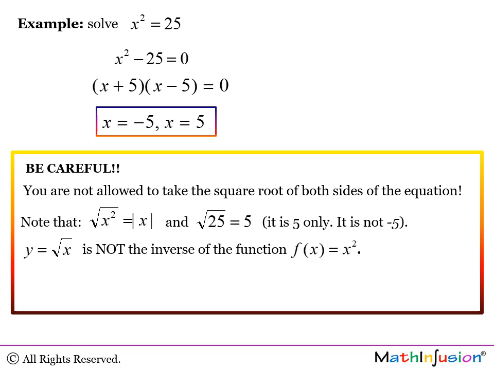The reason is that y equals square root of x is not the inverse of the function x to the power of 2. As a rule, the square root of x to the power of 2 is the absolute value of x.